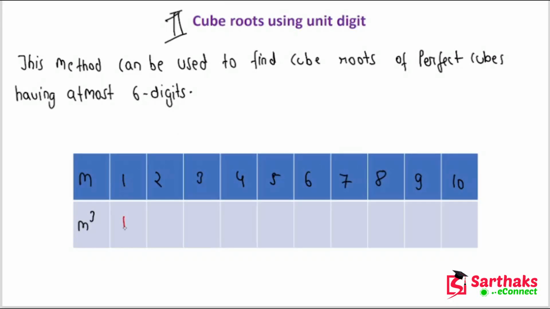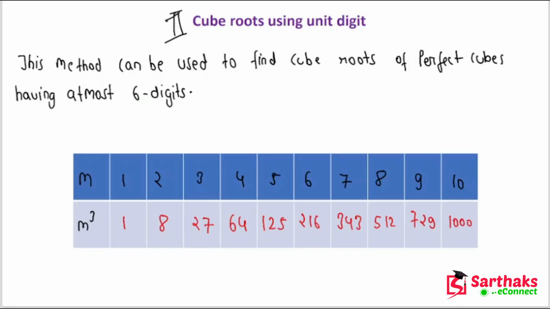So 1 cube is equal to 1, 2 cube is equal to 8, 3 cube is equal to 27, 4 cube is equal to 64, 5 cube is equal to 125, 6 cube is equal to 216, 7 cube is equal to 343, 8 cube is equal to 512, 9 cube is equal to 729, and 10 cube is equal to 1000. Okay, so that is how we have calculated the table.